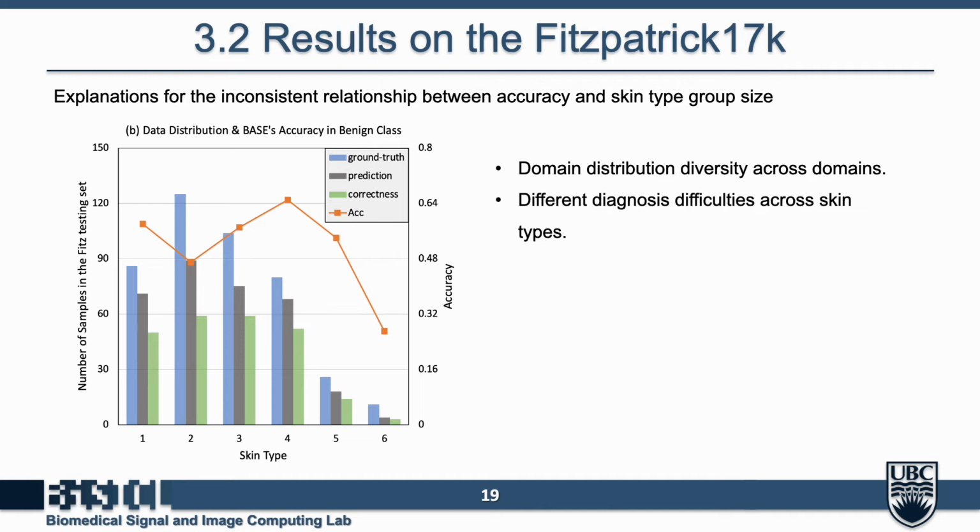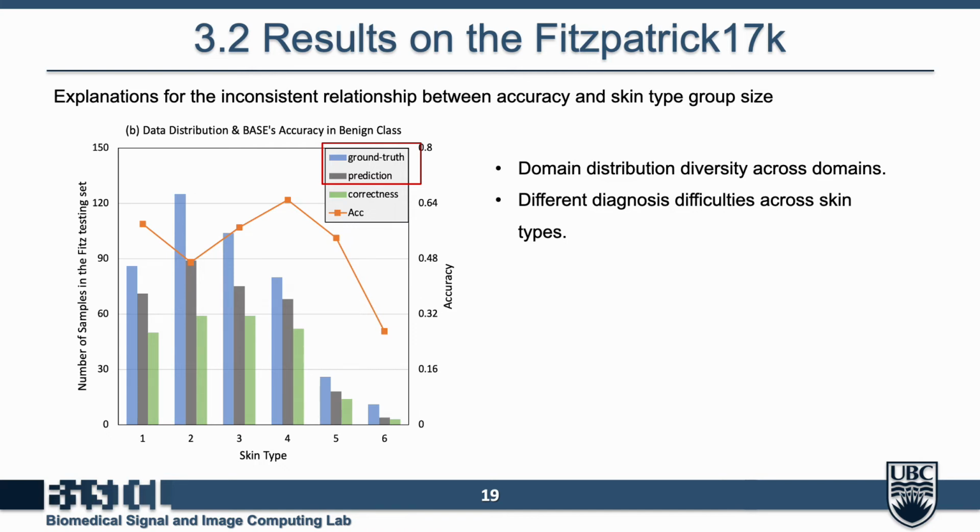Besides, different diagnosis difficulties across skin types also cause the problem. The figure shows that the baseline's prediction and ground truth in benign class have similar distributions. Type 2 has the most and type 6 has the least, indicating the model's prediction is affected by skin type.